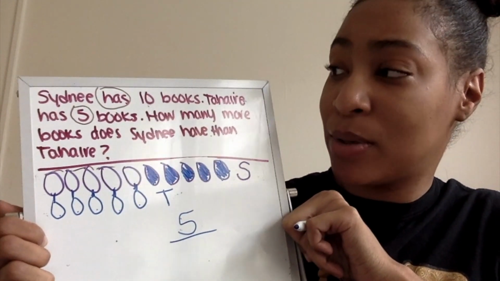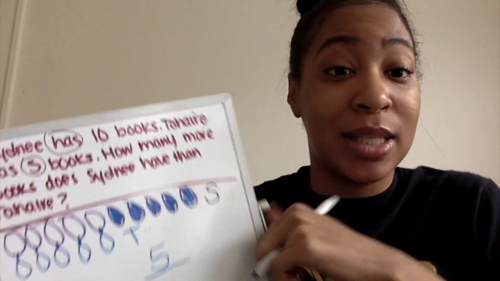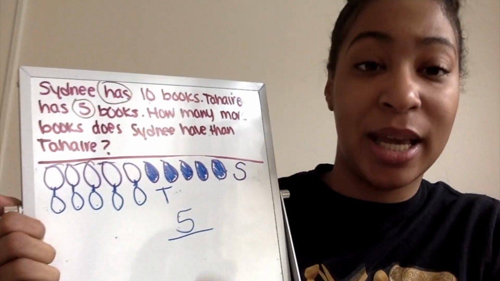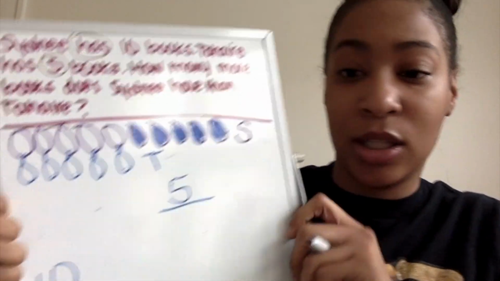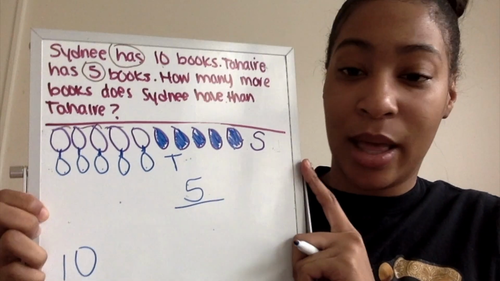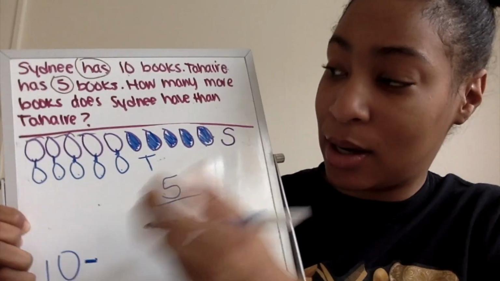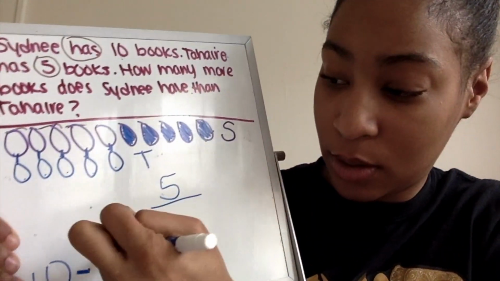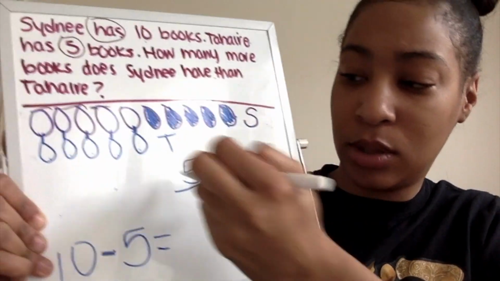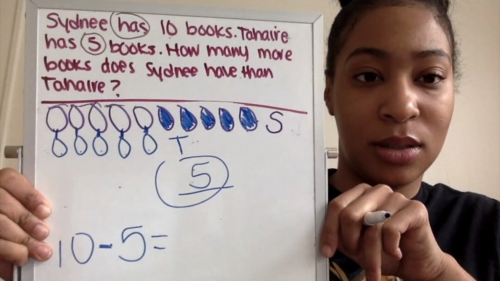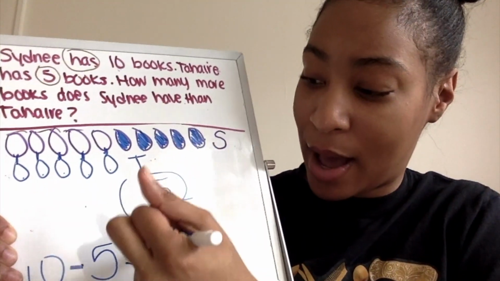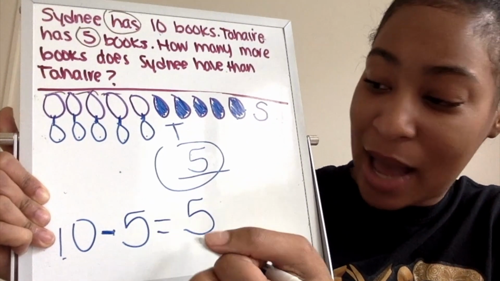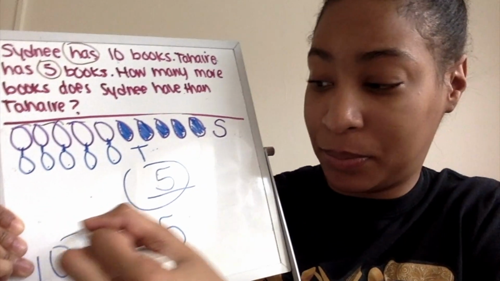So now to do our number sentence, we're going to just do our number sentence like we always do. We'll be using subtraction this time. So we're going to start with 10 to represent how many books Sydney has. So you're going to put 10, and then we know to put the subtraction sign, minus how many books Tahari has, which is 5, equals, and what is our answer, friends? That's right, 5. So we have 10 minus 5 equals 5.